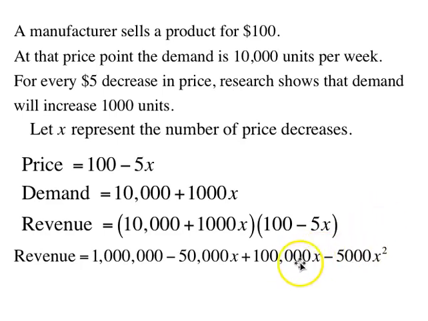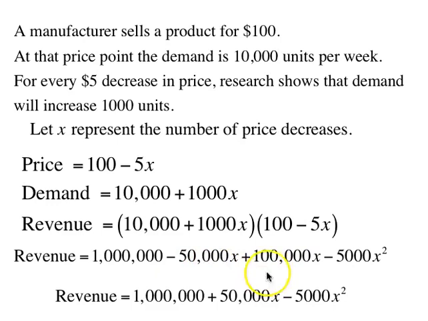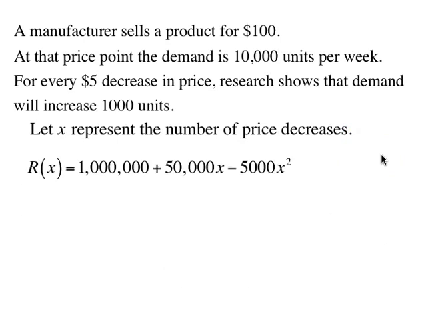And you'll notice we have 100,000x minus 50,000x, like terms there. So our revenue function is 1 million plus 50,000x minus 5,000x squared. And our goal is to maximize revenue. So we will take the first derivative, find our critical values, and determine where the maximum value will be.